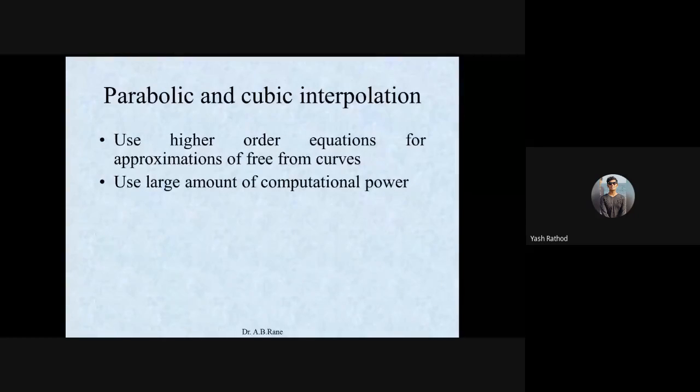Yes, sir. So parabolic and cubic interpolation require a large amount of computational power. Computational power means calculation. There are a lot of algorithms, so it's complex calculations. The controller has to be powerful and it should have the features to perform these interpolations.